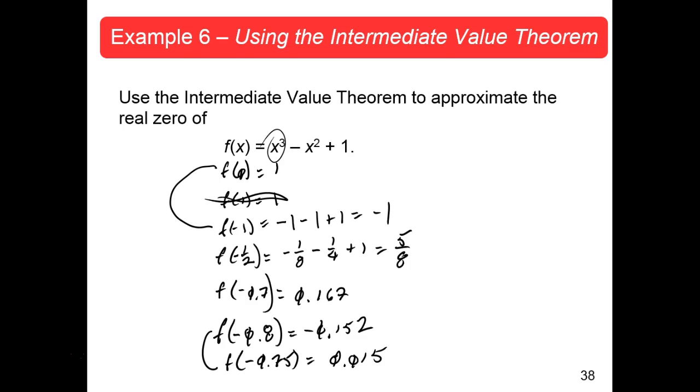The blank blank theorem states that if f is a polynomial function such that f of a is not equal to f of b, then the interval a to b takes on every value in between f of a and f of b. Intermediate value theorem. Okay, perfect.